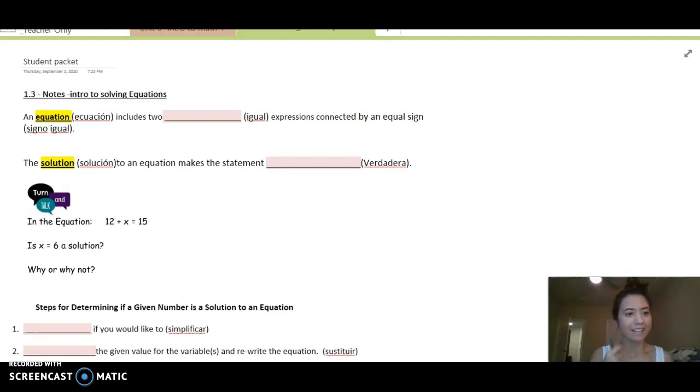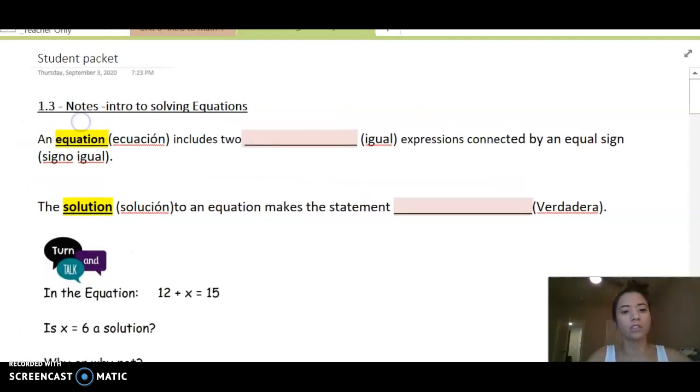All right. Today we are talking about solving equations. We're going to have our intro day today, and then as we get further in the week, we will start solving them and they'll get a little bit more difficult. So first off, what is an equation?